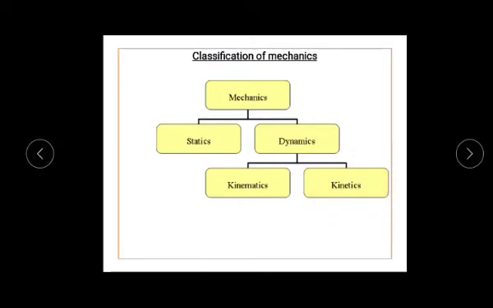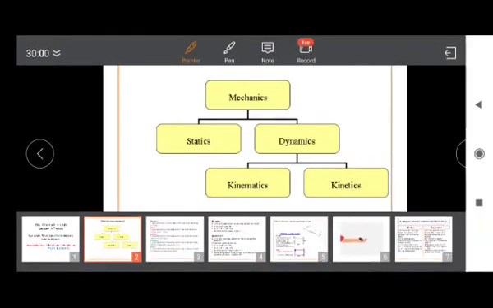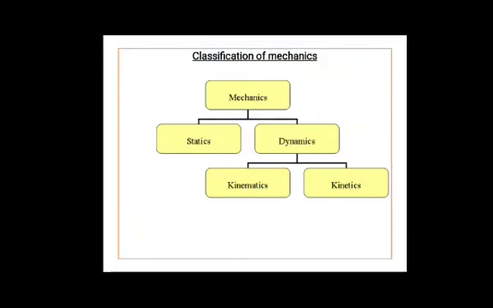I hope these words are clear. Mechanics is divided into two, statics and dynamics. In statics, bodies are at rest. In dynamics, bodies are in motion. Dynamics again is divided into two, kinematics and kinetics. In kinematics, we study without asking why that body is moving. In kinetics, we study with the reason why that body is moving.